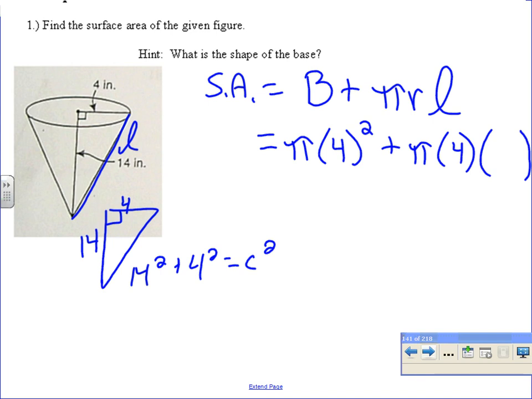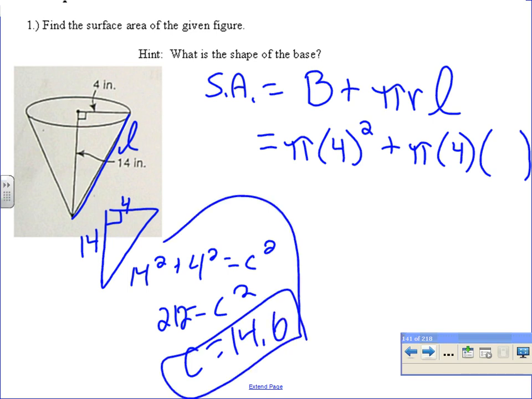Okay, well, 212 equals c squared, but you need to find c. Square root both sides. 212 equals c squared, which is the slant height. Good. So 14.6, which is what Grace told us, that is the slant height. That is your L. Is everyone okay with that? So you're going to plug that into your formula, which is 14.6.